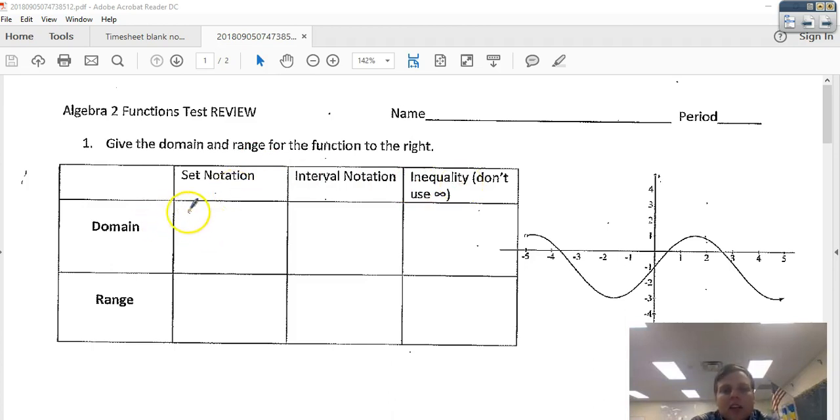Okay, well, set notation, guys, is really just inequality notation. So I'm going to go over here and do inequality first, and then I'll come back and do set. So inequality is dealing with the greater than symbols, less than symbols, greater than or equal to, less than or equal to as well.